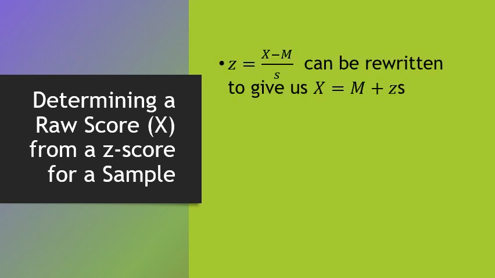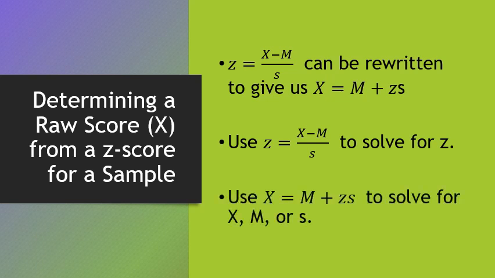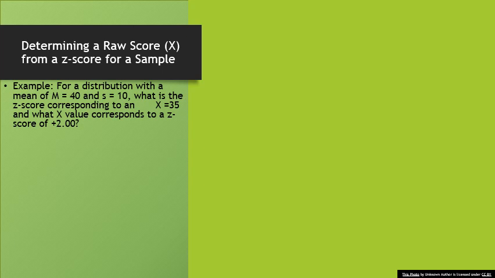Again, x minus mean over s can be rewritten to give us x equals M plus zs. Same as in a population, you use z equal to solve for z. You use x equal to solve for the score x, the mean, or the standard deviation. Determining a raw score from a z-score for a sample.